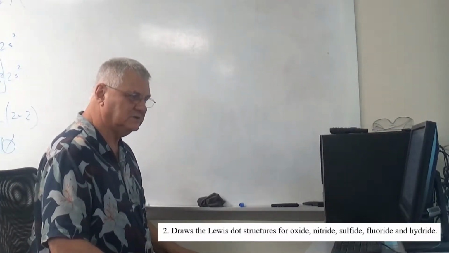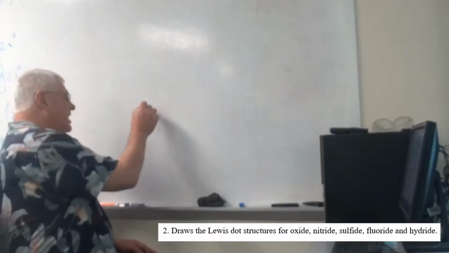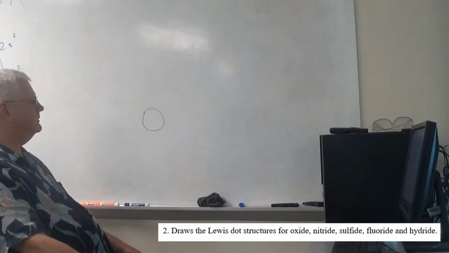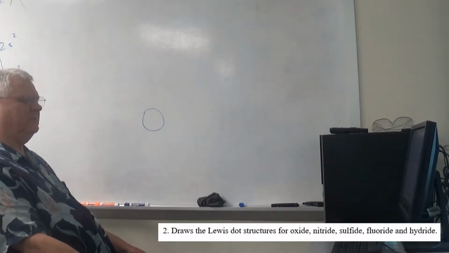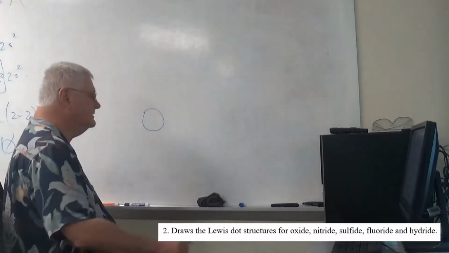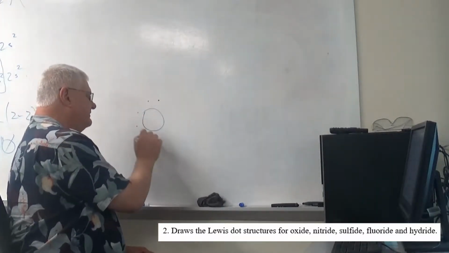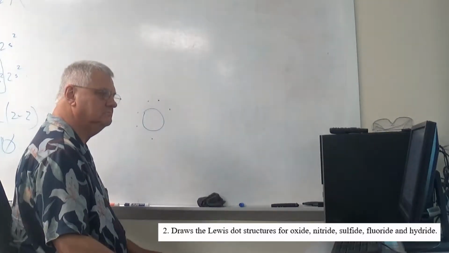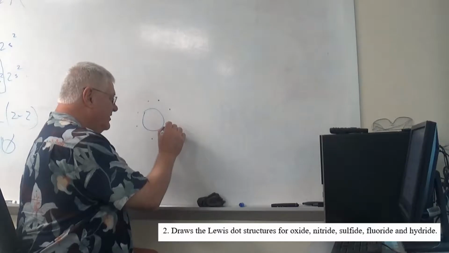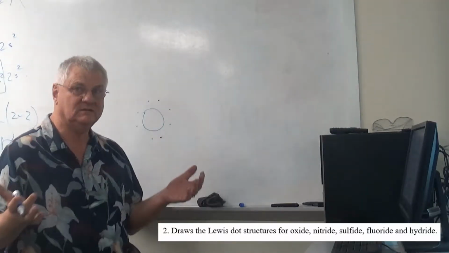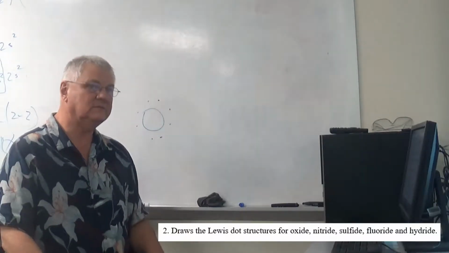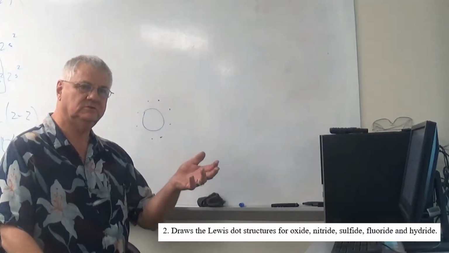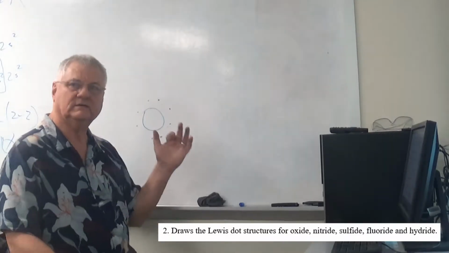Draw Lewis dot structures for oxide. Well, what does oxygen have to begin with? Okay, what is an oxygen atom? How many valence electrons does it have? 6. 1, 2, 3, 4, 5, 6. What's the charge of oxide? -2. So we need 2 more electrons. It has an octet. That's why it has a -2 charge, because when it has a -2 charge, it has a full octet.